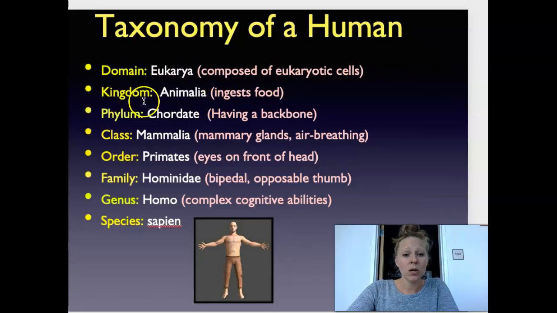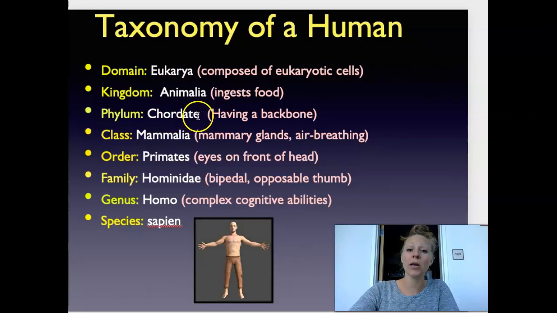And humans, we ingest our food. We're multicellular, and we're composed of eukaryotic cells. So we are animals. If we were composed of eukaryotic cells and we had chloroplasts and could photosynthesize, then we would be in kingdom Plantae. But we're not. We're heterotrophs. We eat other things to get our energy.